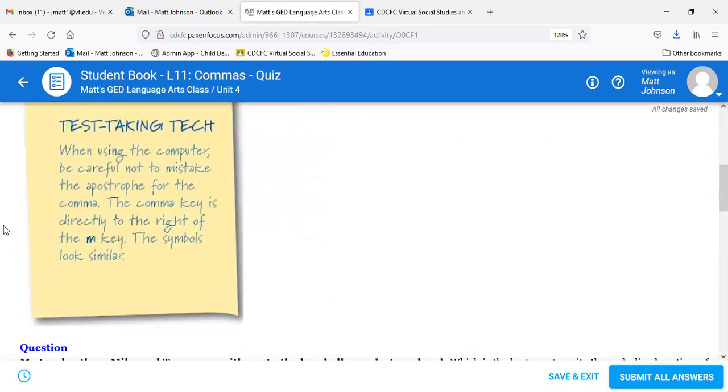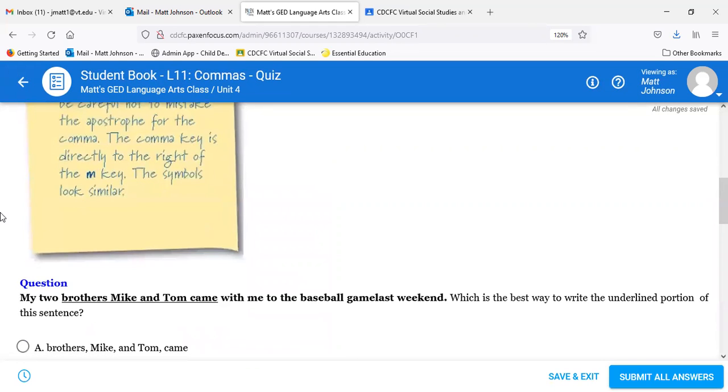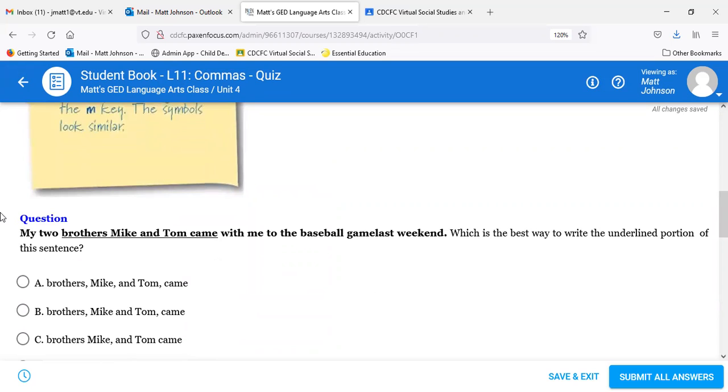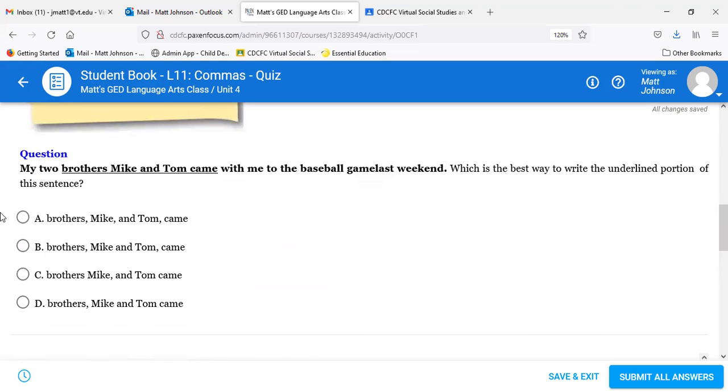And then here it says, when using the computer, be careful not to mistake the apostrophe for the comma, basically on your keyboard. The comma key is directly to the right of the M key. The symbols look similar. So the apostrophe is off by the enter key usually, or the return key, and it's with the quotation, whereas the comma is next to the M key. But once you actually type it, you probably get a better idea of which one's which.